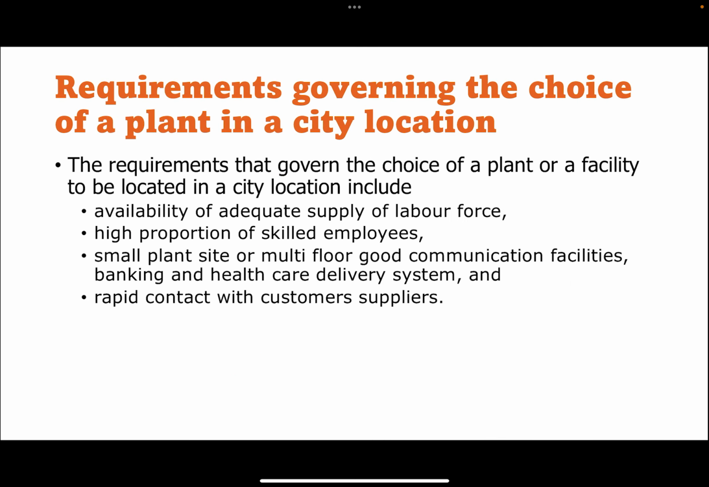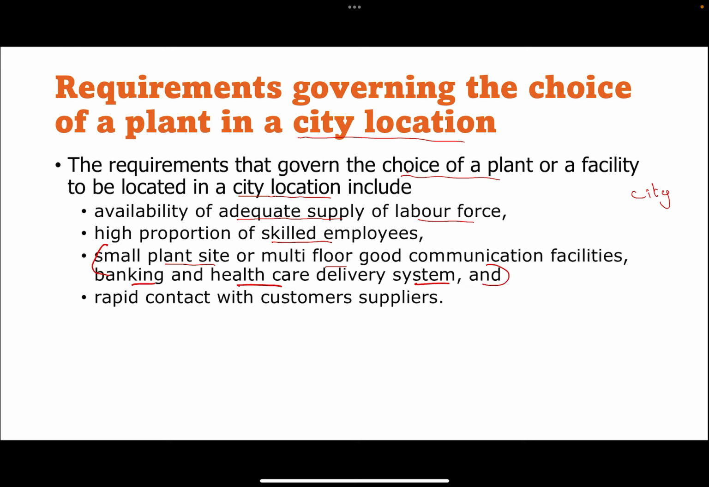So let us see what are the requirements governing the choice of plant in a city location. The choice of a plant or facility to be located in a city includes availability of an adequate supply of labor force. If the plant is located in a city, the labor force is easily available. There will be skilled labor available in the city, a high proportion of skilled employees, and small plant size or multi-floor, good communication facilities, banking and healthcare delivery system. These are all available in the city, which is not available in the rural areas.